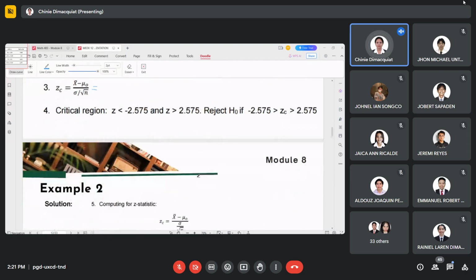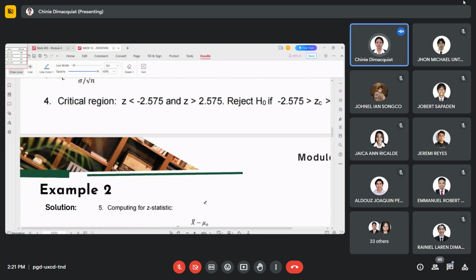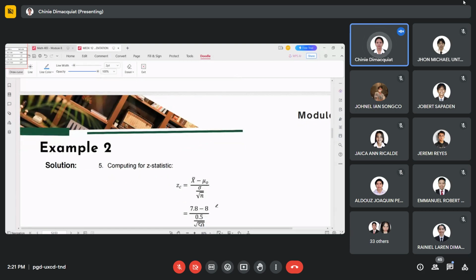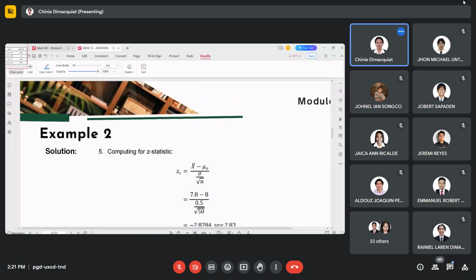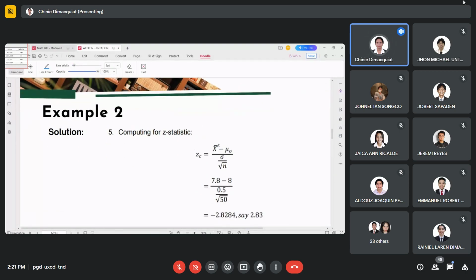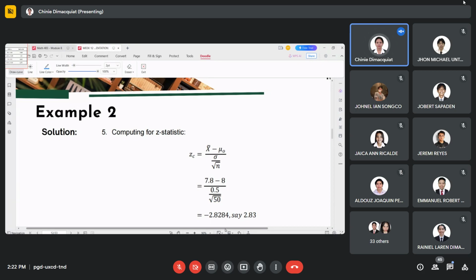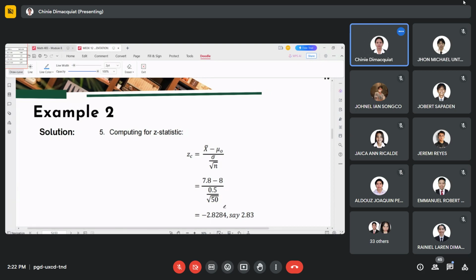So, fifth step, computing for the Z statistic. So, like this. Sample mean minus population mean divided by our population standard deviation over square root of n, which is 50. Substituting what was mentioned in our situation, direct substitution lang. Then, solving for our z, we'll have negative 2.8284 or approximately negative 2.83.